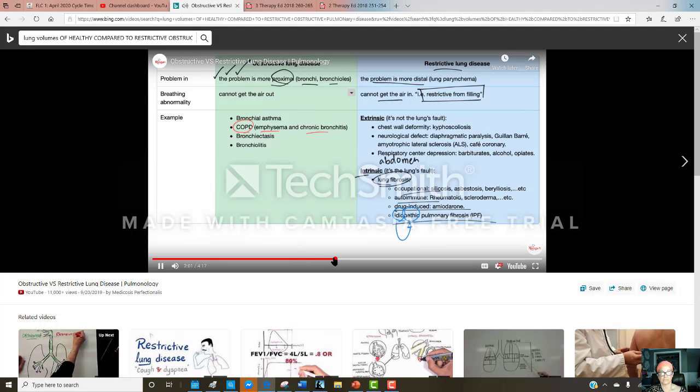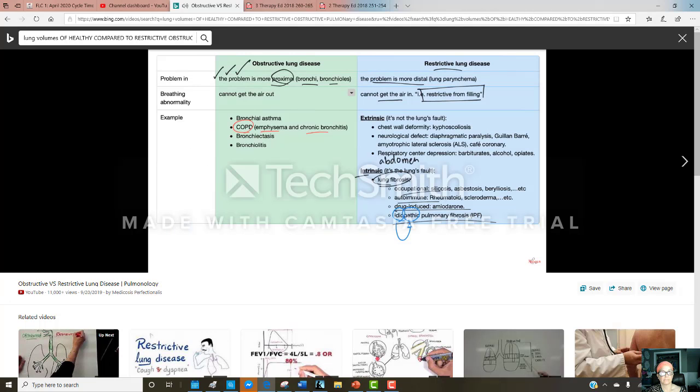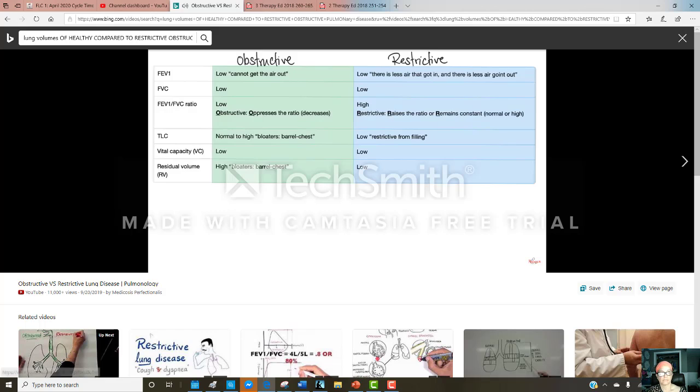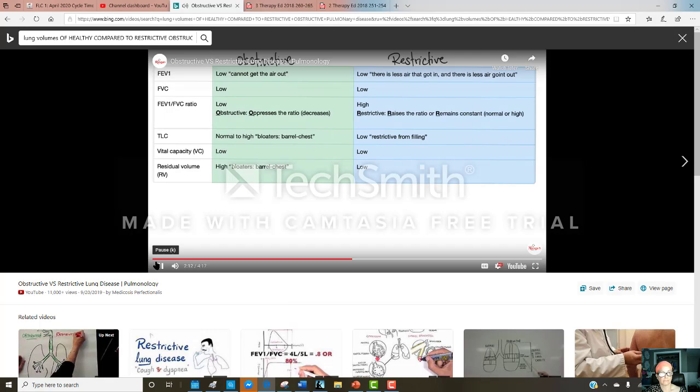Because sophisticated doctors don't just be honest and say, I don't know, they just say, it's idiopathic, go figure. Obstructive lung disease, FEV1 is low. How about restrictive?